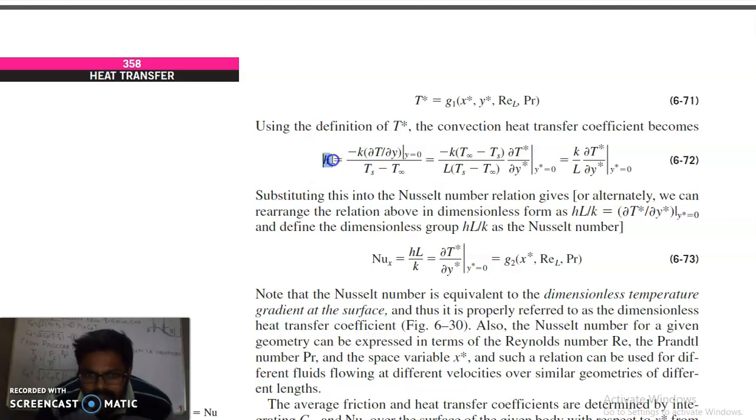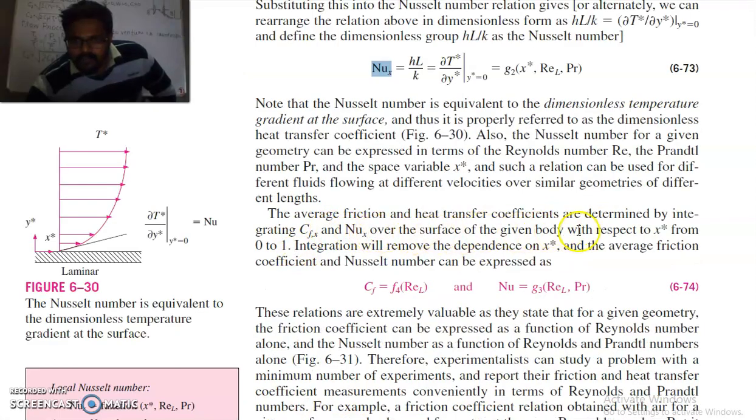This means we can replace the heat transfer coefficient with a dimensionless number, which is the Nusselt number. Also, the Nusselt number for a given geometry can be expressed in terms of Reynolds number, Prandtl number and x, which is the space variable. Such a relation can be used for different fluids flowing at different velocities over similar geometries of different length. The average friction and heat transfer coefficients are determined by integrating this Cf,x and Nusselt number.